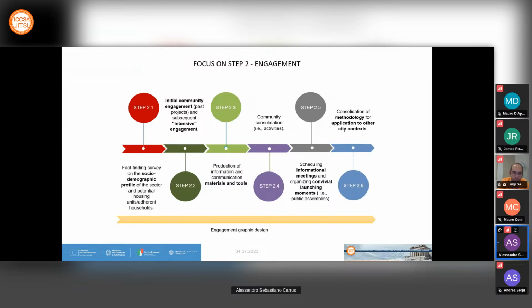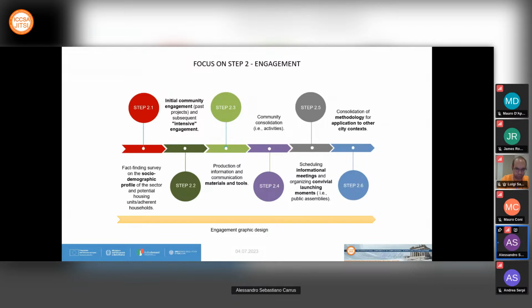In this context, for reasons of space and time, I will focus on step 2 of engagement and develop it. The engagement step was split into 6 sub-phases. The first sub-phase includes a fact-finding survey and a socio-demographic profile of the sector and potential housing unit family members. The second sub-phase includes the initial community engagement phase and the subsequent intensive engagement phase.